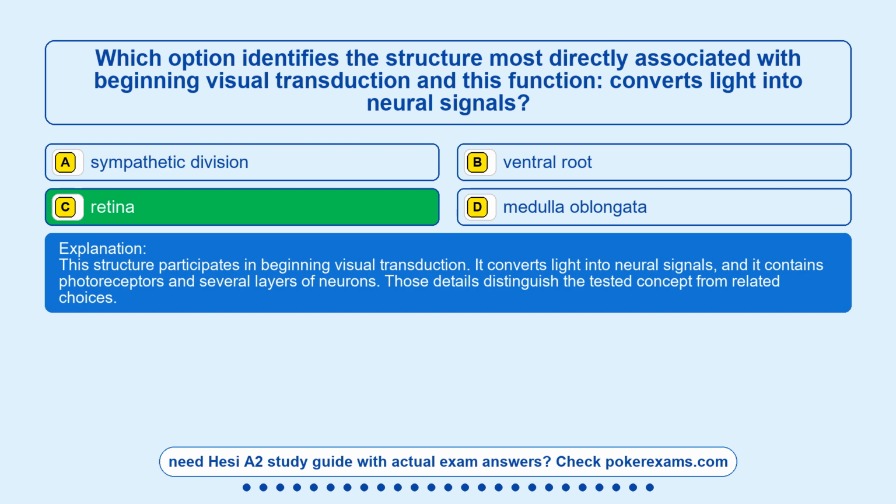This structure participates in beginning visual transduction. It converts light into neural signals, and it contains photoreceptors and several layers of neurons. Those details distinguish the tested concept from related choices.